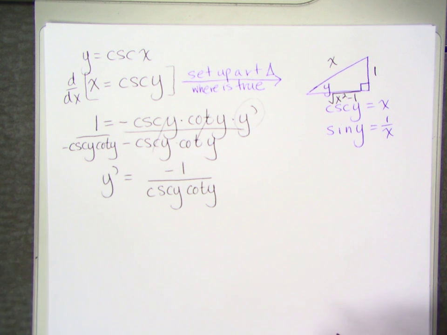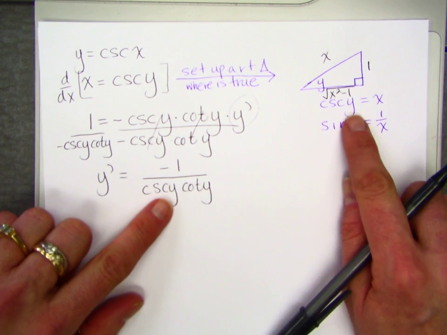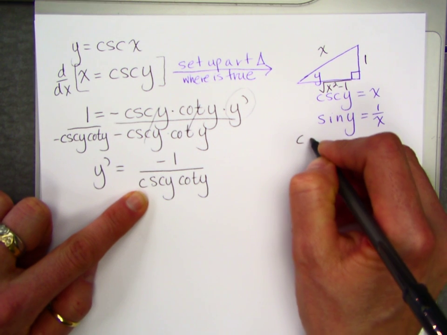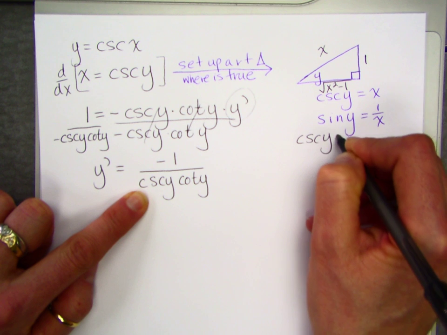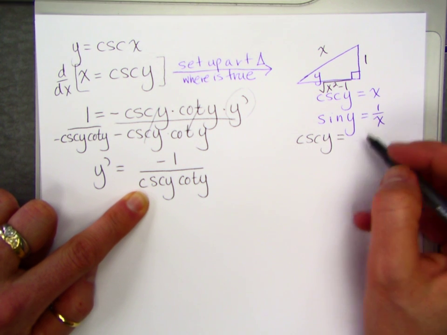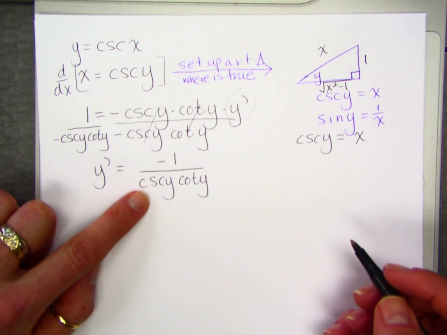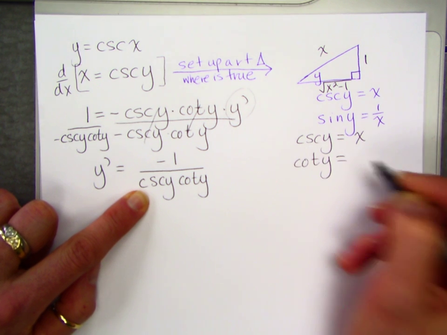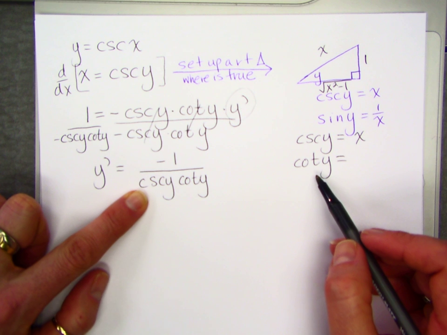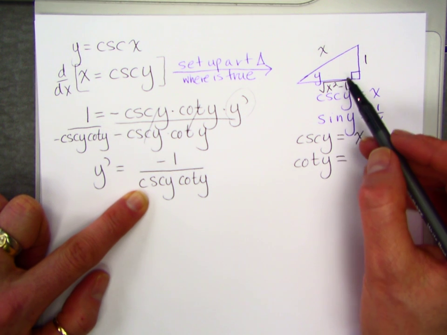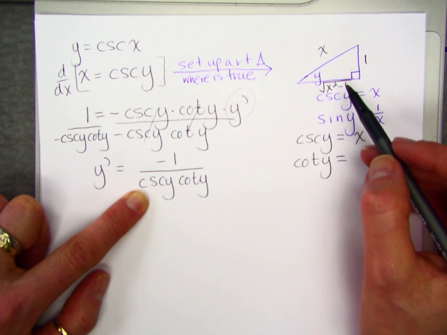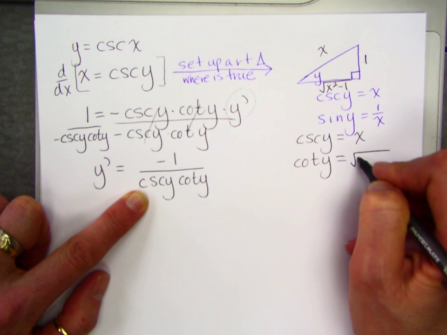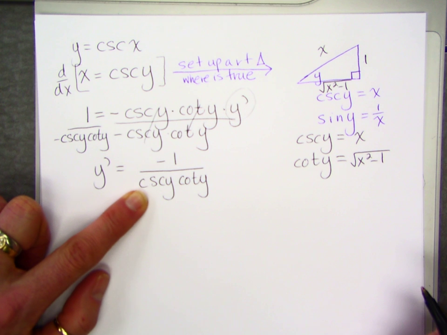All right. So then when we get down here, we're kind of putting these two ideas together. Now I want to know, what is the cosecant of y? Well, we already knew that. That was x. So we're going to replace that by x. Cotangent of y. Cotangent's the reciprocal of the tangent. So if tangent is opposite over adjacent, cotangent would be adjacent over opposite, or just the square root of x squared minus 1.